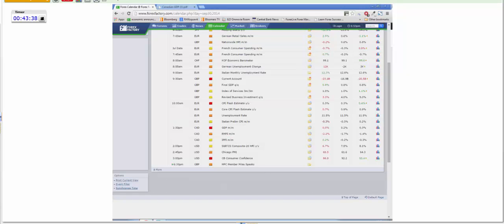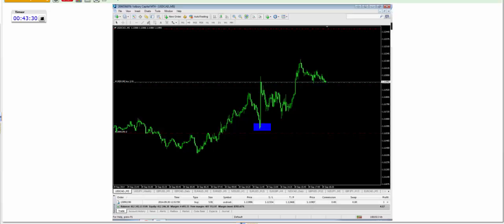Okay, so if we go back to the trade, just a second, here, okay, you guys can see I'm in this trade. I actually went long dollar CAD. Now the blue box here is the point where the price was before the news came out.